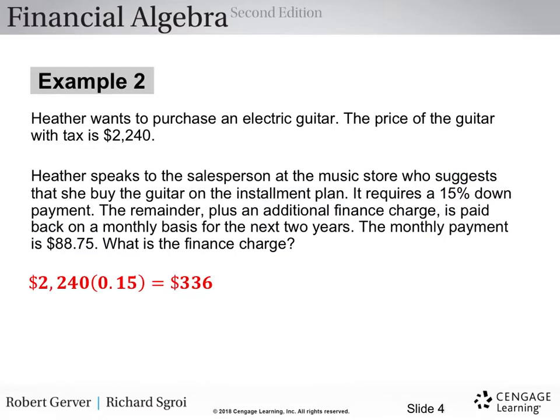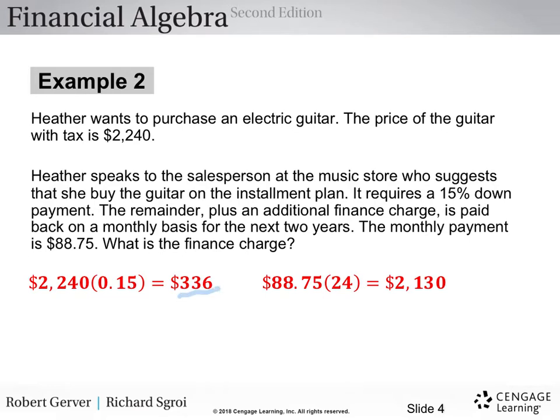Well, first, let's figure out how much of a down payment she needs to make. As you recall, we said it's a 15% down payment. So if you take the price of the guitar, $2,240, and multiply it by 0.15, okay, that's the decimal equivalent of 15%, we come out with the down payment is $336. So we know she has to pay $336 up front.